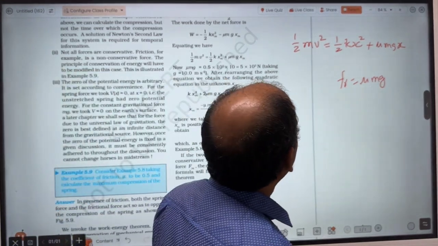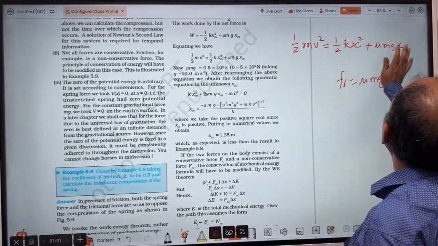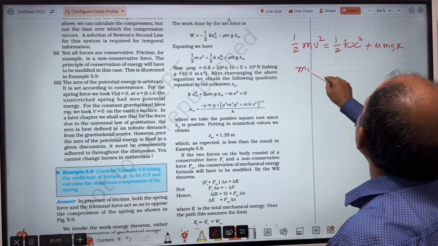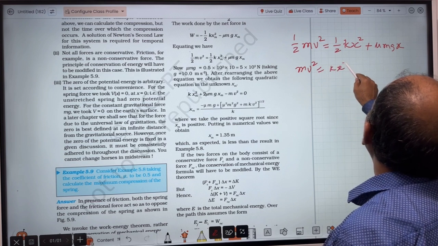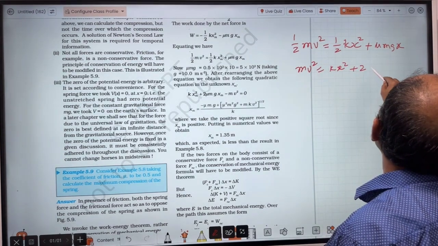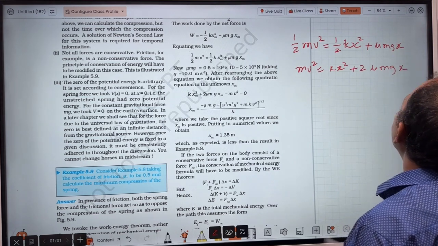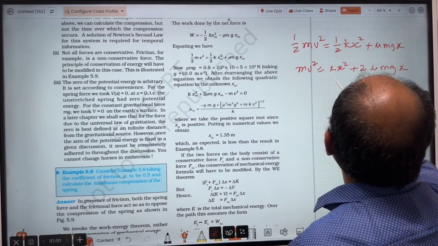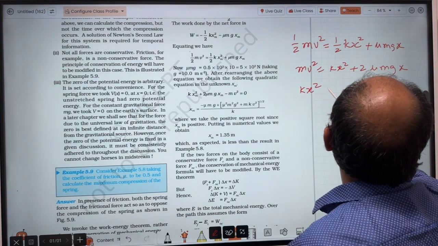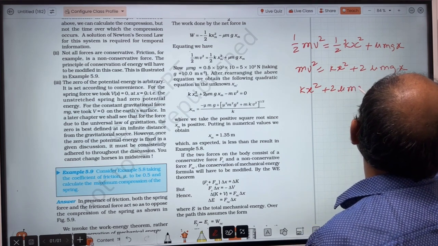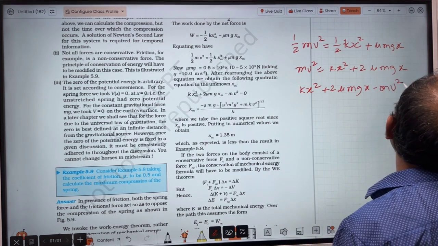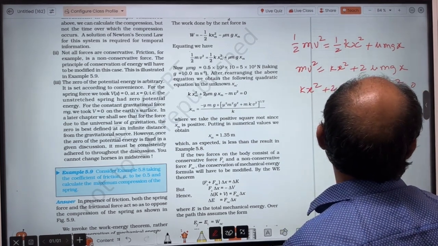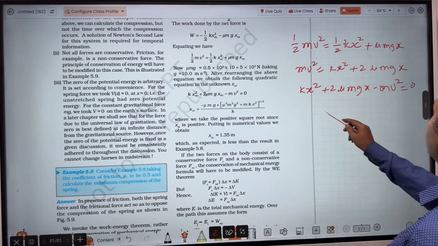But here there is one important point. The point is the question is going to be complicated. So let's solve it. mv square equal to kx square plus 2 mu mgx. Now we can further write it as kx square plus 2 mu mgx minus mv square equal to 0. And our concern is to get x. So this is a quadratic equation in terms of x. So we can apply the formula.